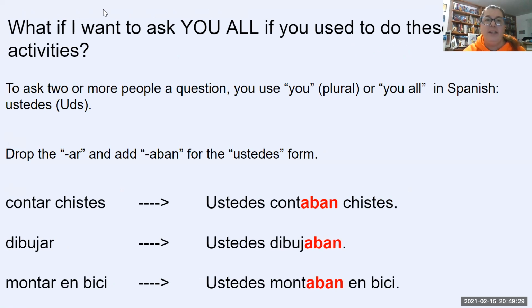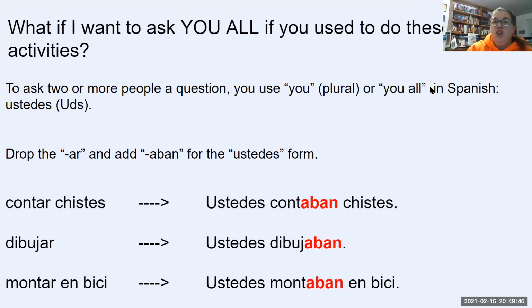All right, so what if I want to ask you all if you and your family or you and your friends used to do these activities? Well, that's how you answer back with we. If I ask you all a question, we answer. So if you say, hey, Miss Duck, what did you and your family used to do? What did you all used to do? I'm going to say, hey, we used to do this.